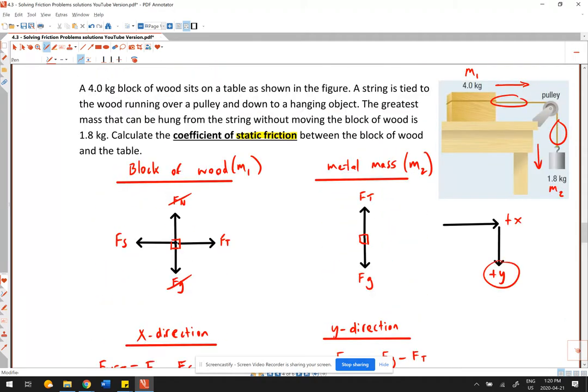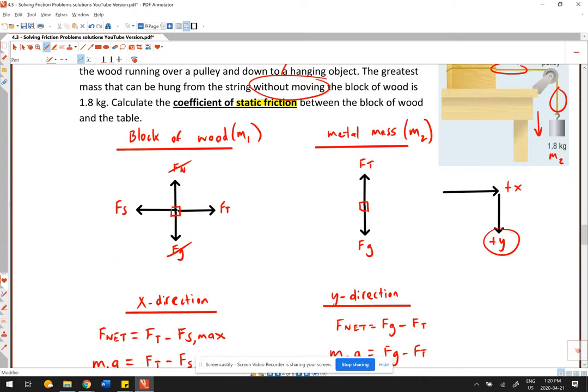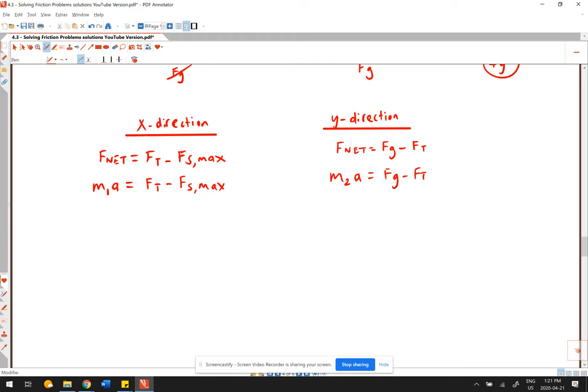Now, over here, the block is not moving. So that means if it's not moving, acceleration has to be equal to 0. So over here, acceleration is going to equal 0. And in this case, our acceleration would also be equal to 0. Acceleration is equal to 0. The object is not moving.